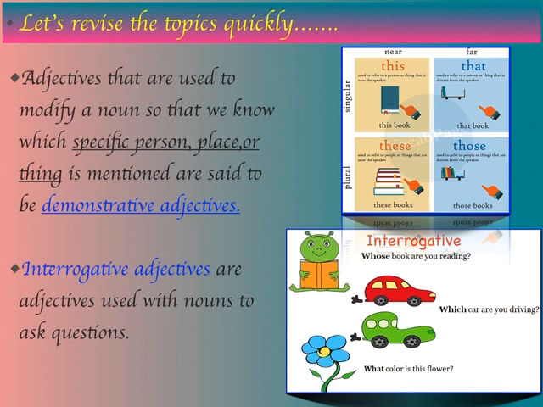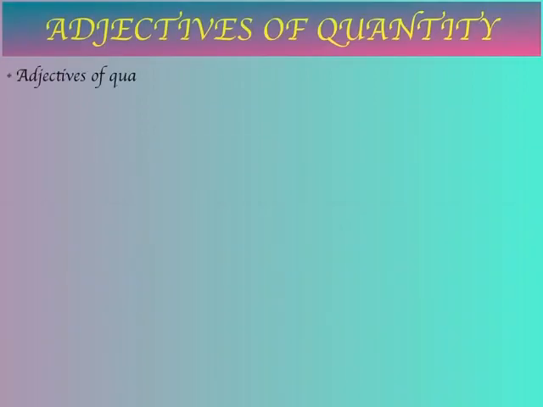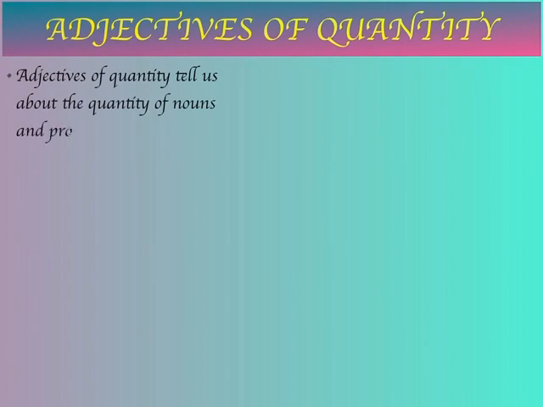Now let's move on towards our today's topic, and that is the remaining two types of adjectives, and those are adjectives of quantity and adjectives of number. So let's see adjectives of quantity. Adjectives of quantity tell us about the quantity of a noun or pronoun. So we have already studied that adjectives describe the noun, but if it is showing the quantity, that means amount or number, then it is said to be an adjective of quantity.